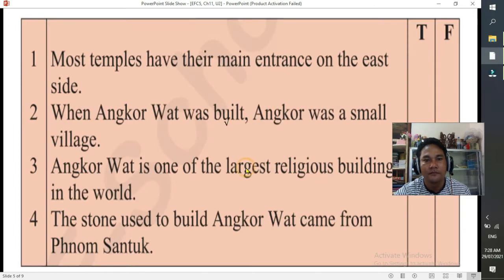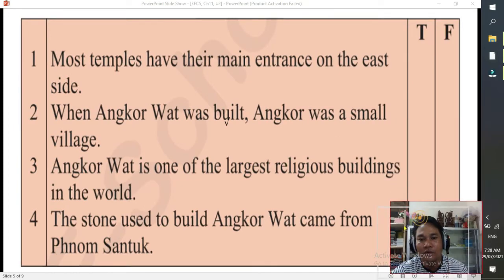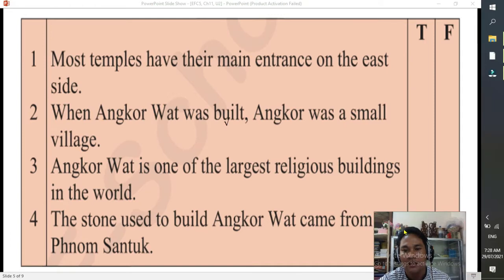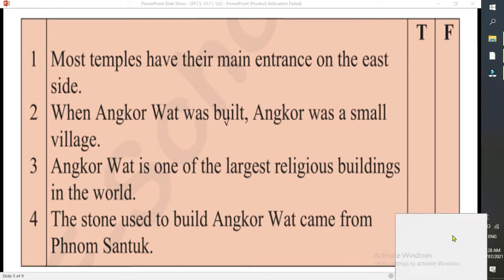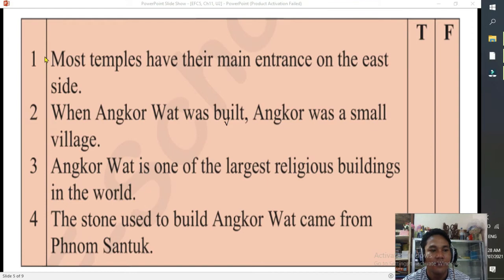So these are the statements that you have to put true or false, from number 1 to number 4. Most temples have their main entrance on the east side. When Angkor Wat was built, Angkor was a small village. Angkor Wat is one of the largest religious buildings in the world. The stone used to build Angkor Wat came from Phnom Tantuk.